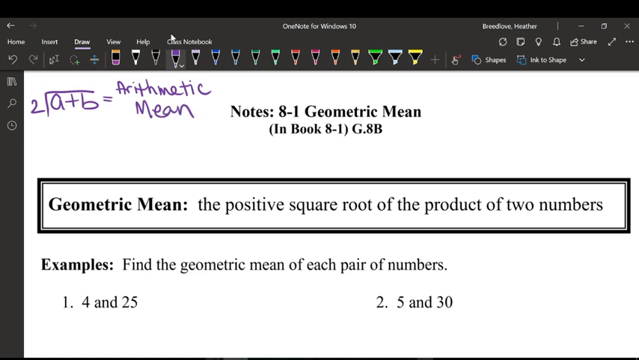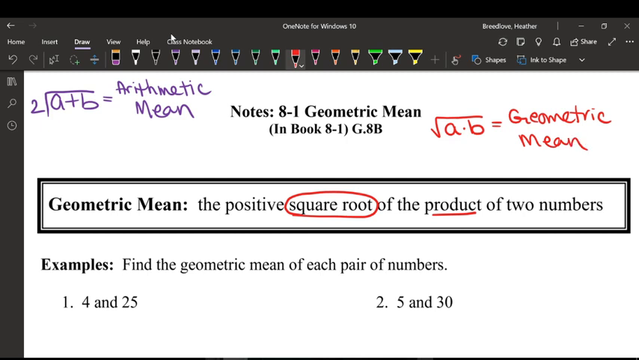This is the geometric mean. Well, I mean, it means average. So this is a similar process, but it's different because this is the geometric mean. Instead of adding two numbers together, you're going to take the product of two numbers. So you're going to multiply two numbers together. And instead of dividing by 2, you are going to take the square root. All right? So this is going to be the square root of A times B equals the geometric mean. All right, so that's the difference.